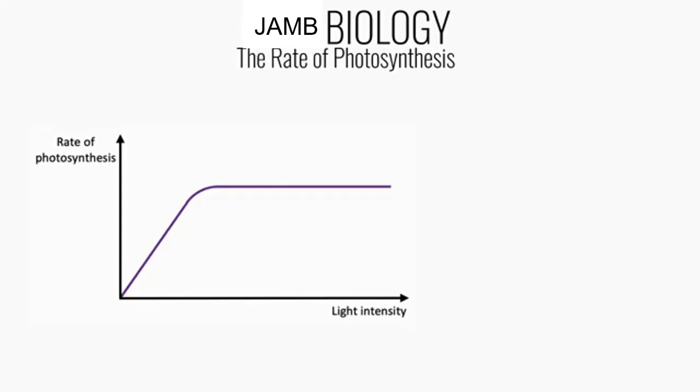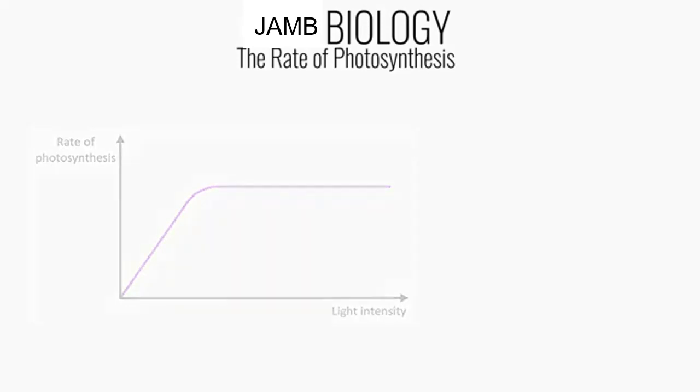In the laboratory, you can change the light intensity by moving a lamp closer or further away from your plant.